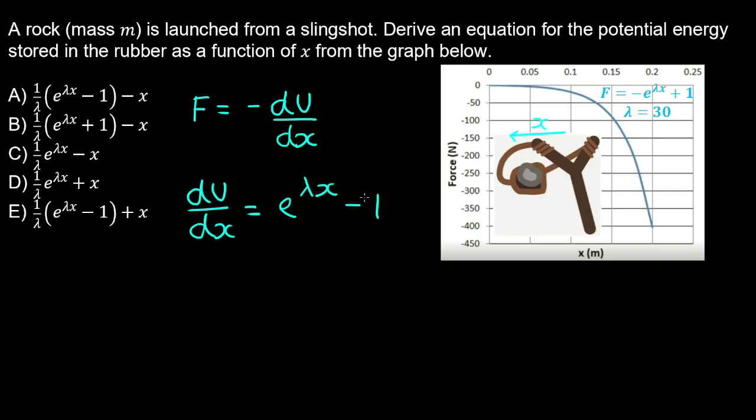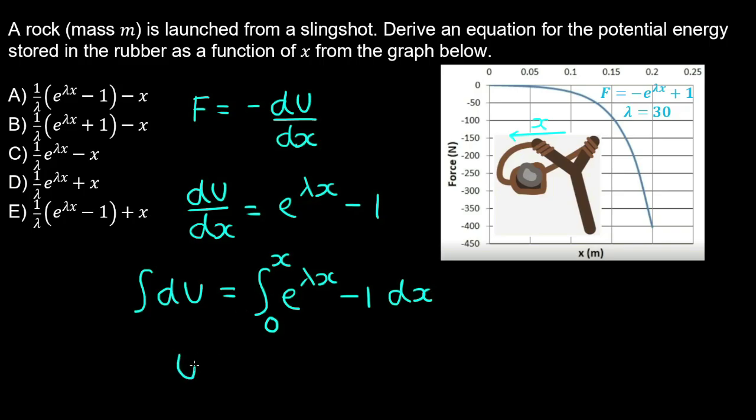And then separating the variables and integrating both sides, we get the integral over u is the integral of e to the lambda x minus 1 over x. And because we're getting the potential energy as a function of x, we'll integrate from x equals 0, being the equilibrium point where the force is 0, to x. So therefore we get u on the left hand side is equal to 1 on lambda by e to the lambda x minus x evaluated from 0 to x.